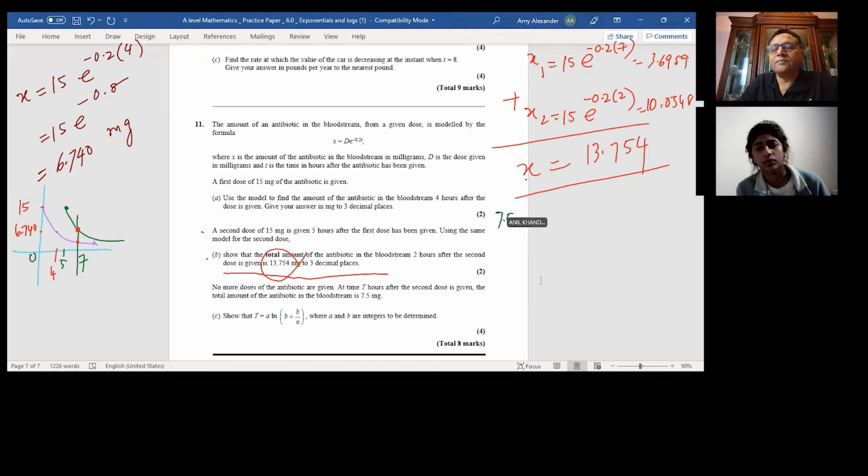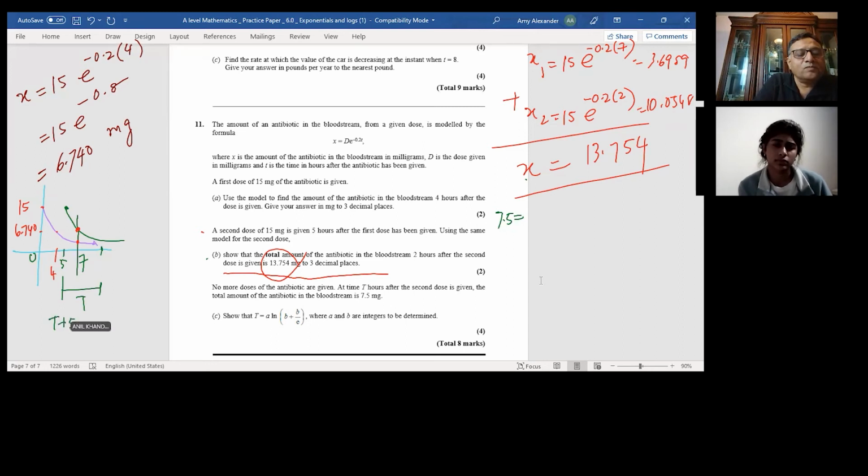Okay, now it says find T when the remaining dose was 7.5 milligrams. So this value of X is now 7.5. Is that okay? From the first one, we have that T is at time T hours after the second dose. So after the second dose, we are at T hours, right? So let's say this is T hours, correct? From the first, it will be T plus 5.